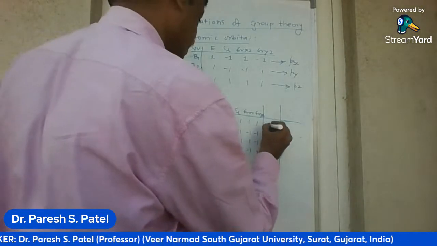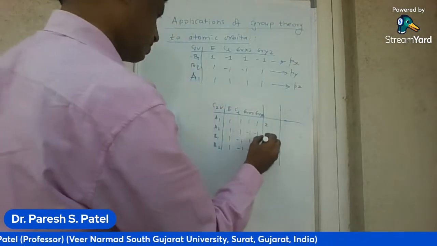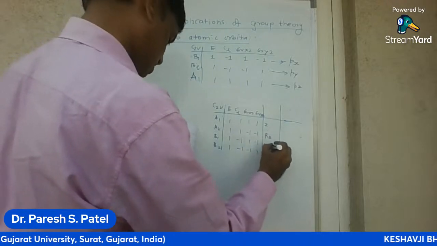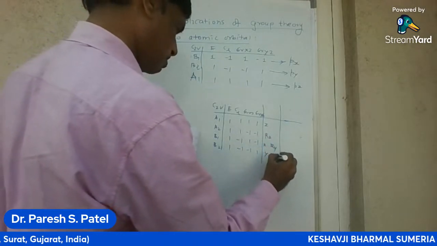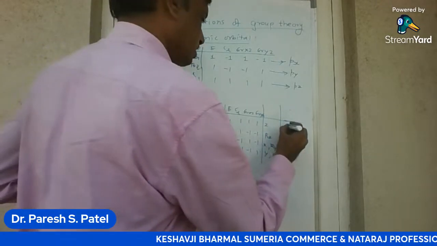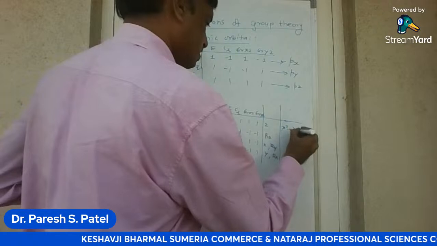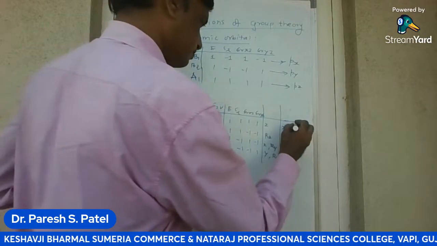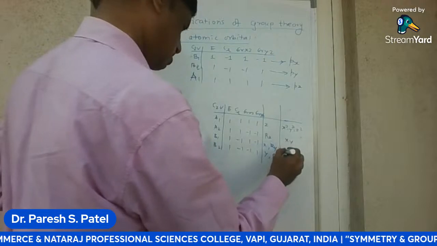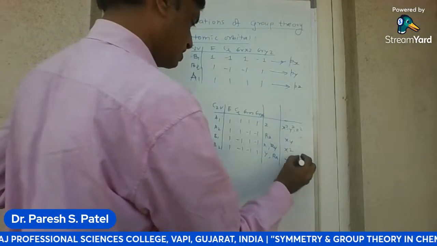z, that we already discussed, Rz, xy, Ry, Rx, x square minus y square, z square, xy, xz, and yz.